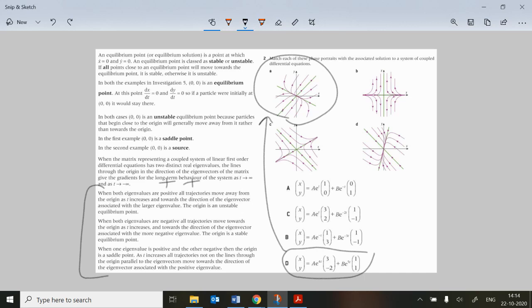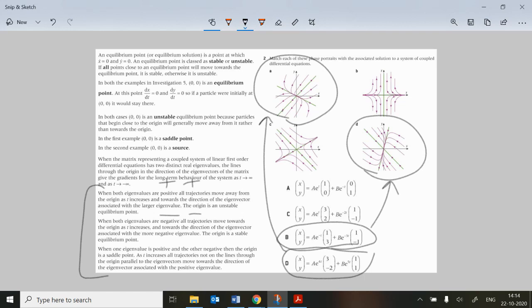Okay, so let's have a look at the one underneath. So it says if both of the eigenvalues are negative. So which one is that? Both of the eigenvalues being negative is this one here. That's part B. We can see that that's 1, 3. That's here, the gradient of 3, and 1, minus 1. So it's this one here. So B associates with B here.